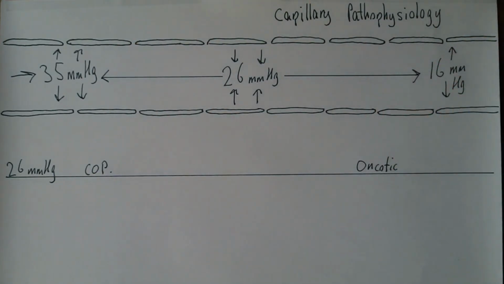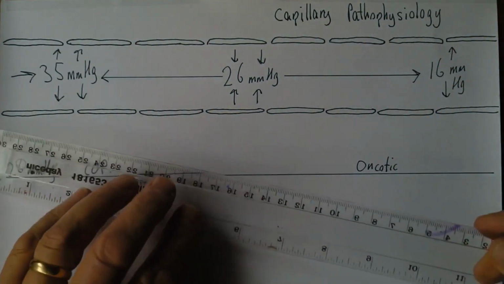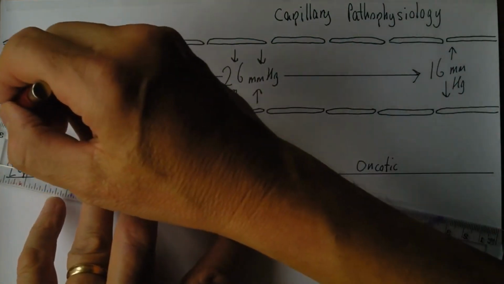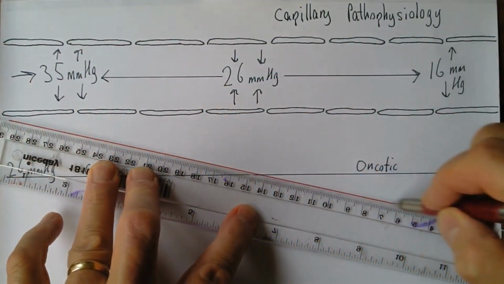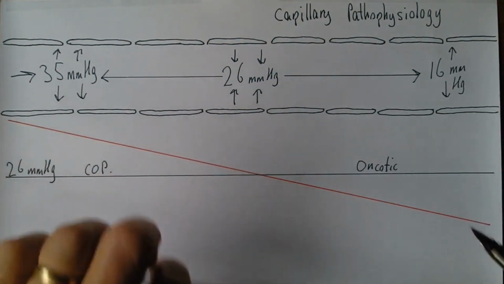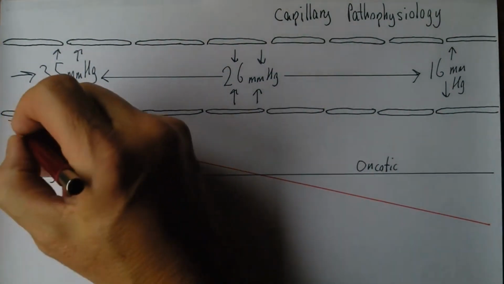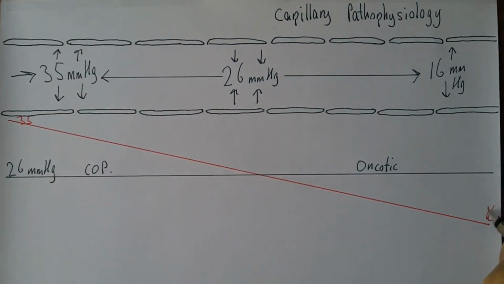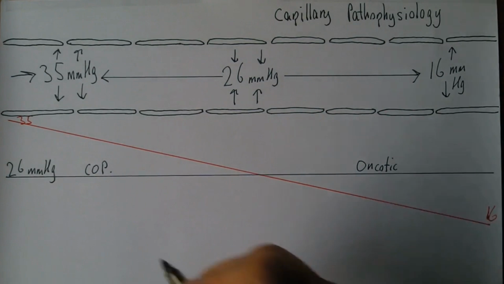But of course the hydrostatic pressure pushing out is going to change. Represented by the red line. So that's going to go from 35 down to 16. So this is the hydrostatic pressure.